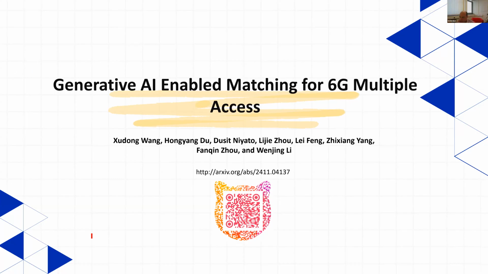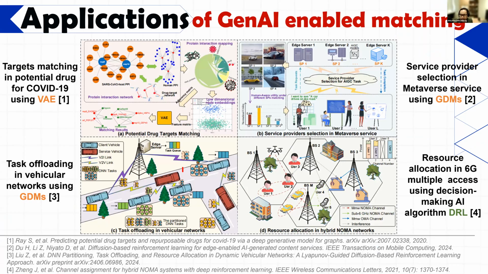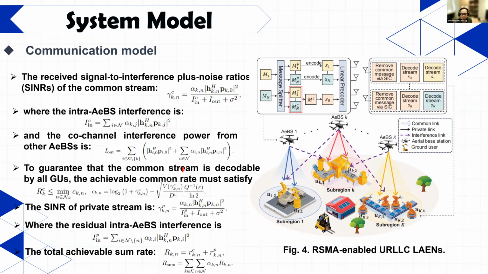How to correlate capacity and coverage parameters in generative AI environment? Okay, I think this is the second part of the talk.